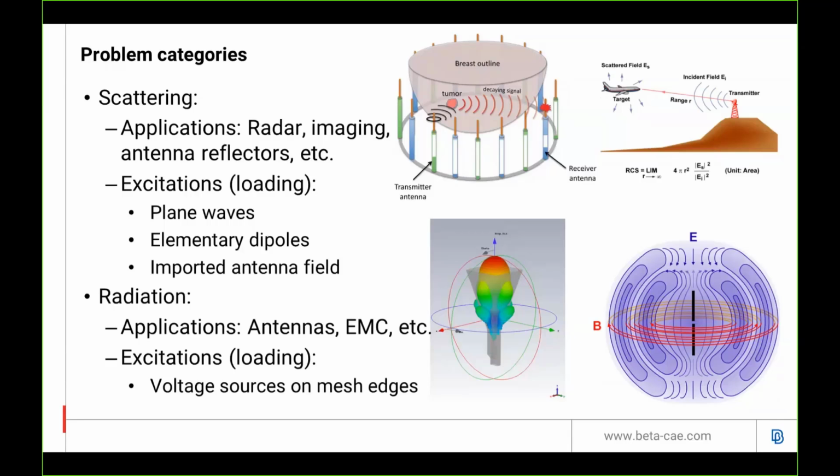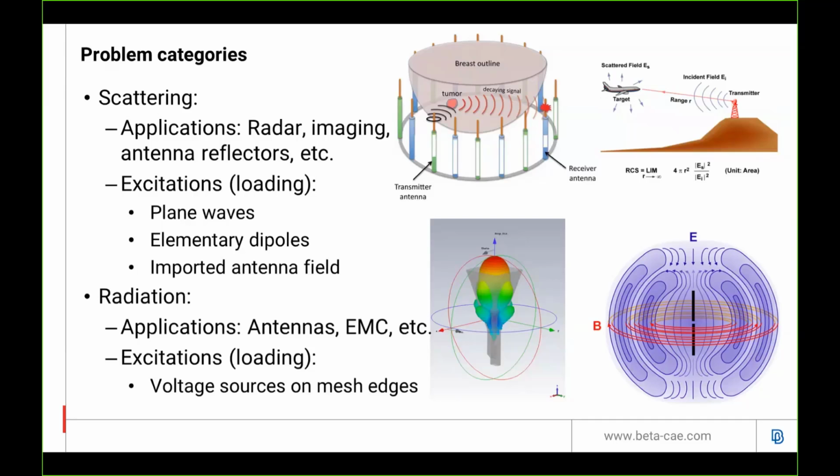it emits some radiation. The radiation impinges on a target like an airplane, and it gets scattered in all directions. And you want to know how much is scattered, for example, in the direction of the transmitter, in order to calculate the strength of the signal, to see how big the radar signature, as we call it, is on the radar. Another example of scattering problems is the microwave imaging applications.